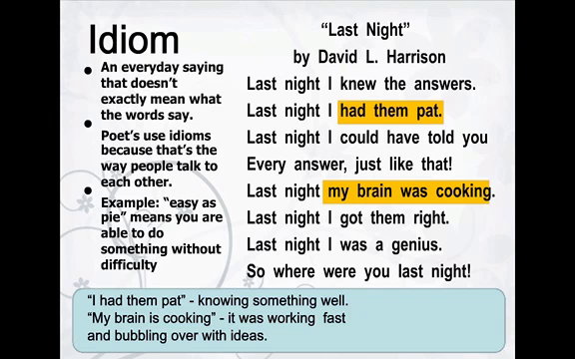I had them pat, my brain is cooking are phrases that we would know mean knowing something well or it was working fast. But if you took each word individually, their definitions, those phrases don't necessarily mean my brain was actually cooking something. And having something pat, definition-wise, does not make sense. But idioms add a little bit of colloquialism, a little informality, within the poem. So it really is a better representation of how people think and talk within poetry.